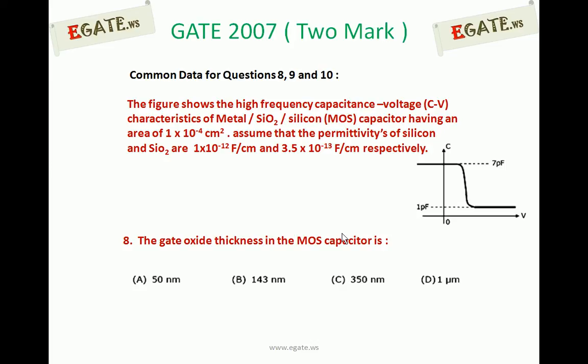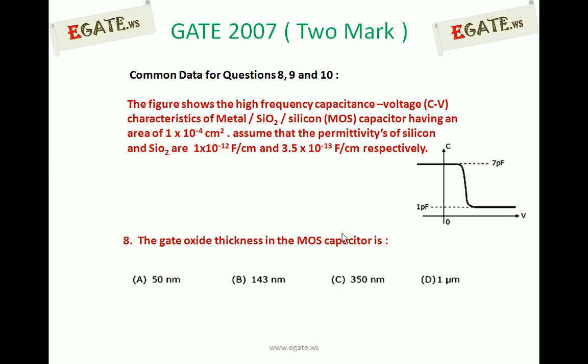The figure shows high frequency capacitance voltage characteristics of a MOS capacitor, which has an area of 1 × 10^-4 cm², and permittivities of silicon and silicon dioxide are 1 × 10^-12 F/cm and 3.5 × 10^-13 F/cm respectively.